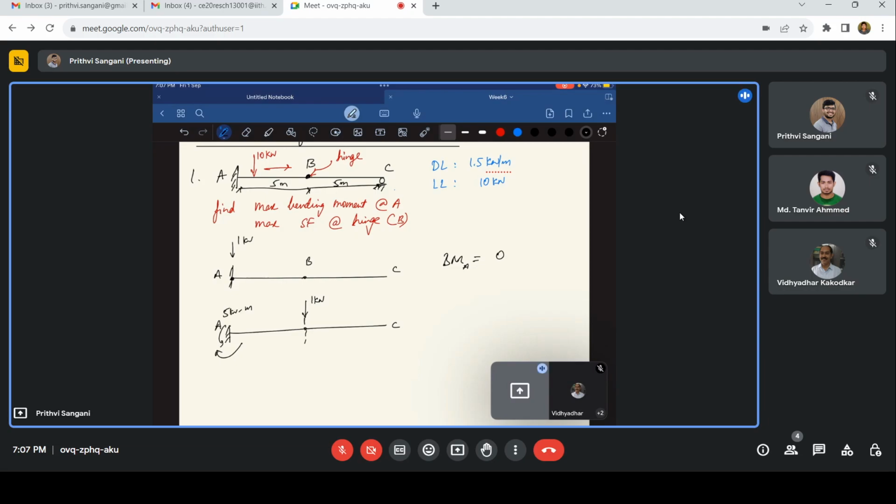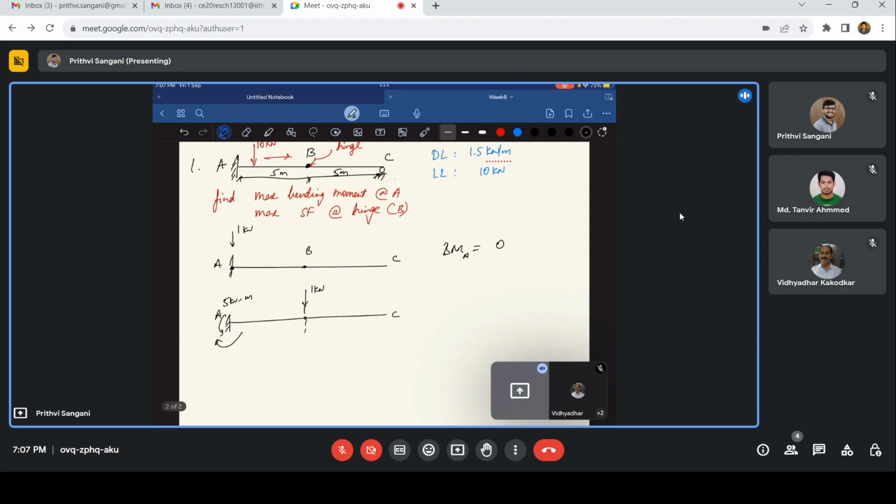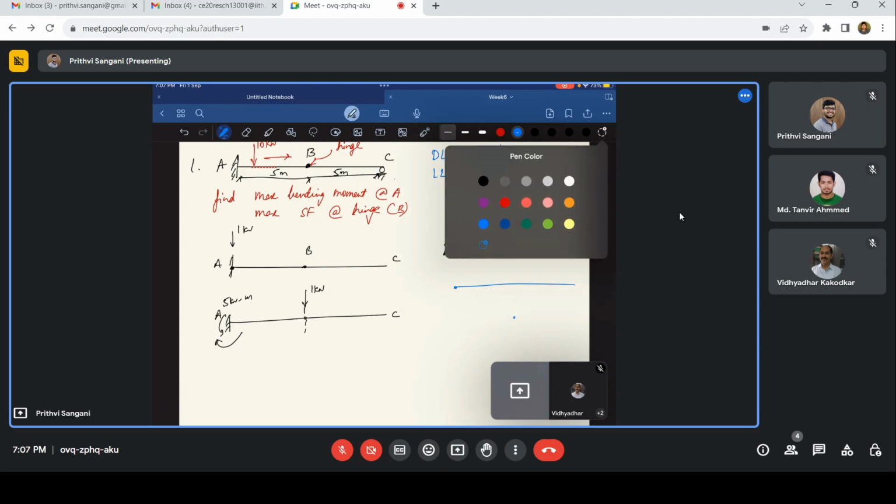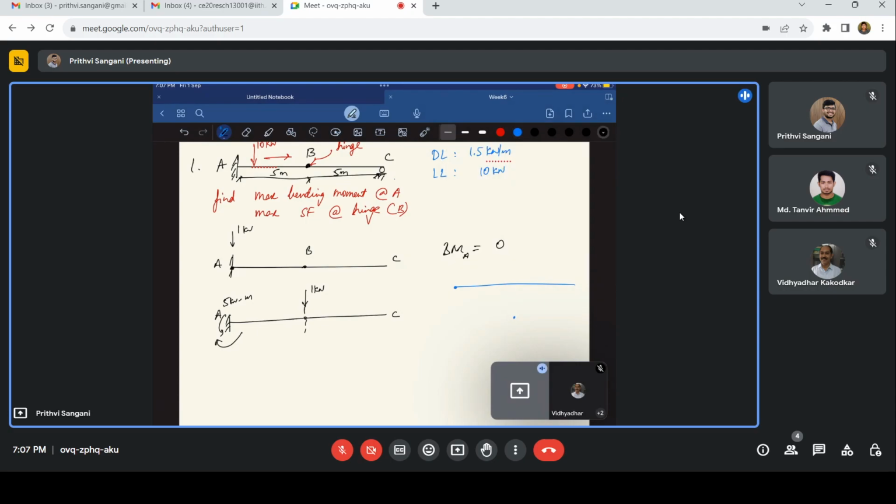In parallel, I'll make one plot in which I'll draw the bending moment diagram. Initially at point A it is 0, at point B it is 5, and at point C, let me draw for point C. We have the unit load acting at point C. B is again a hinge.